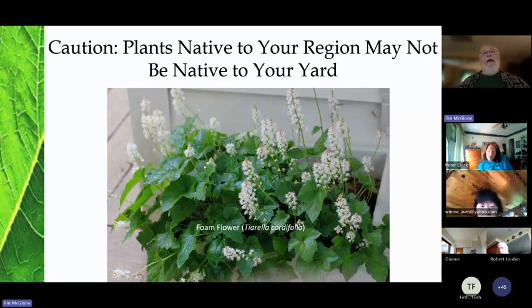Foam flower may grow well, particularly you notice it's growing in a pot, and it's doing very well in the pots that are full of soil that we went to our local nursery and bought. But in the sandy clay that we have in our yard, it does not do well. So there's going to have to be a little bit of experimentation on exactly which of the natives are good for your yard.